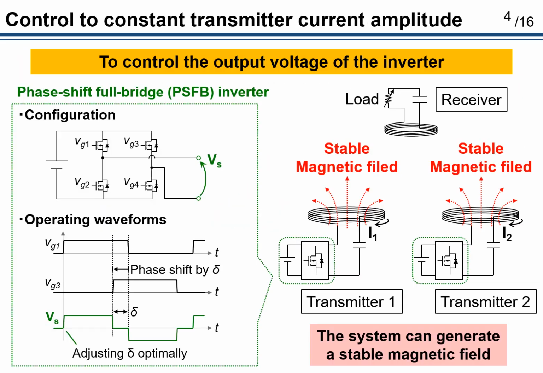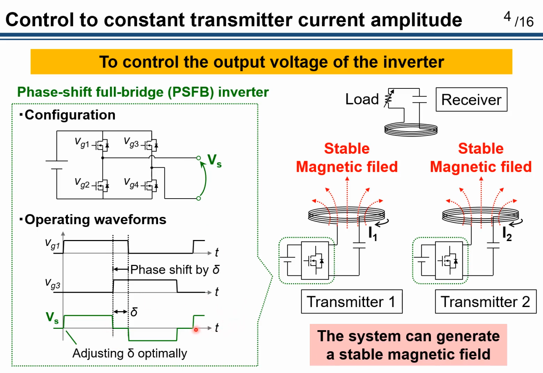One of the methods to control the transmitter current amplitude to be constant is to control the output voltage of the inverter. As a regulation method, a phase shift full bridge inverter is widely used. In this method, each gate signal is set to a 50% duty cycle. For example, when VG3 is shifted by delta from VG1, the output voltage of the inverter VS can be controlled as shown in this waveform.